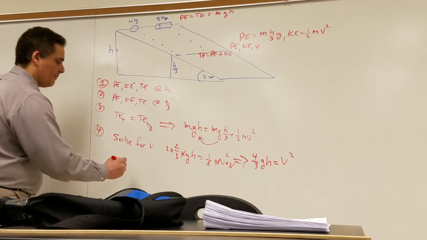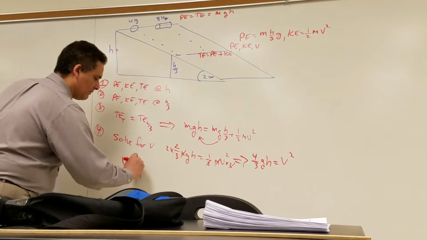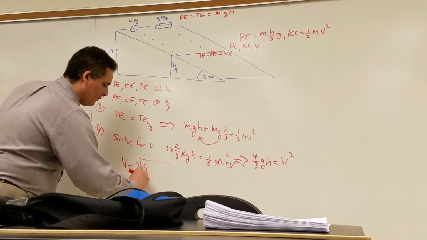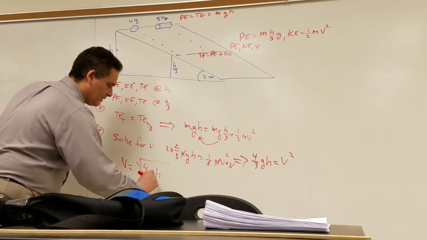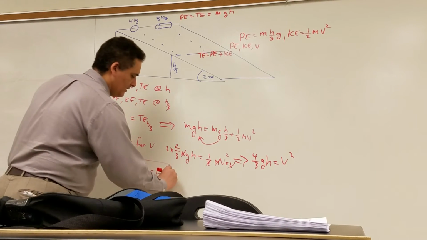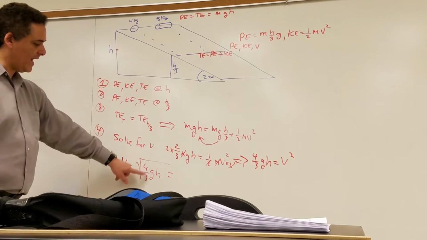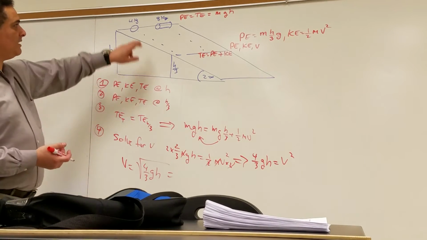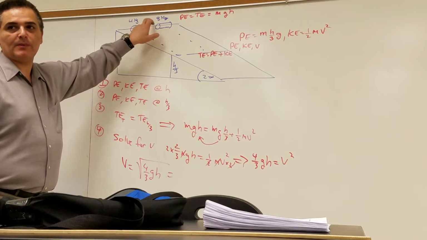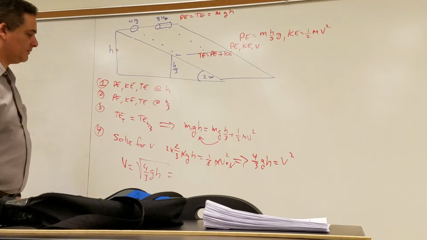So we solve for v. So that means that v equals the square root of 4 over 3 g times h, right? And what we find, there's no mass in here. So that means they both are going to have the same speed at this point, right?